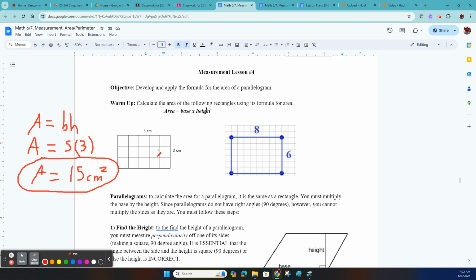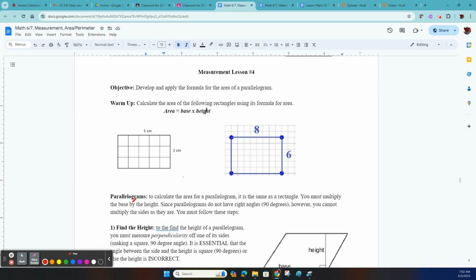Cool. What I think is cool about this is that since we have the grid lines, we can actually count the square units, square centimeters. And look at that. There's 3, 6, 9, 12, 15. Cool. Our math is proven. There we go. Same thing over here. Follow all these steps. 8 times 6. Yep, you should have had 48. Awesome. Now we're warmed up.